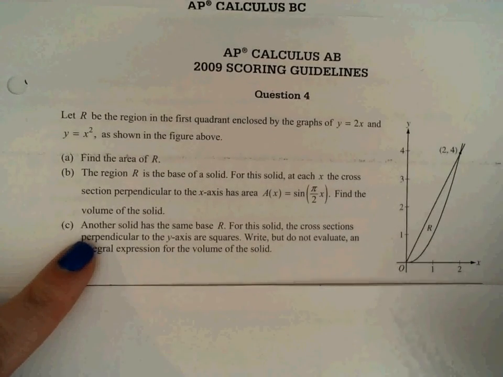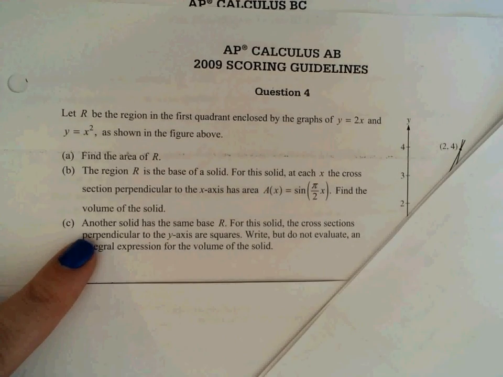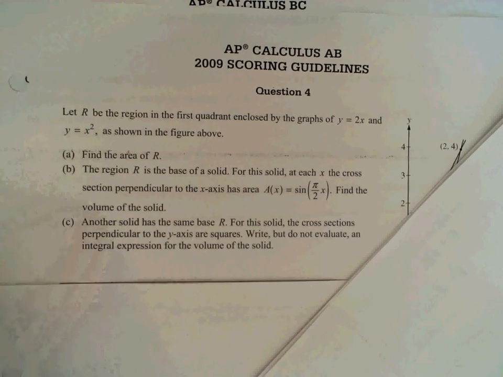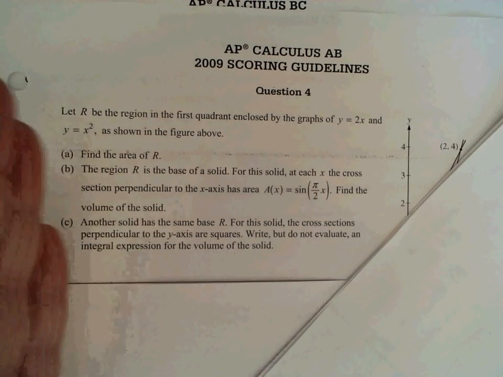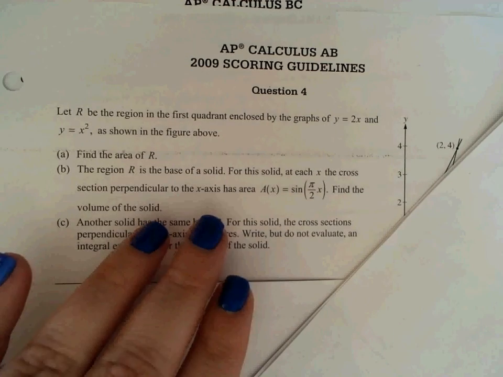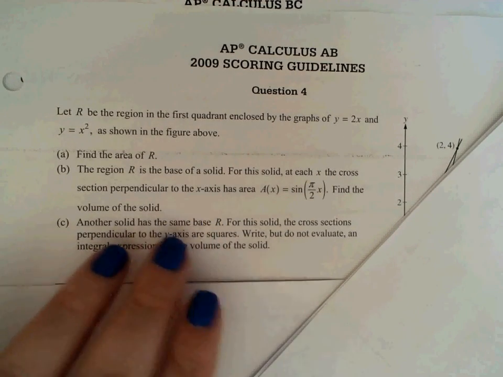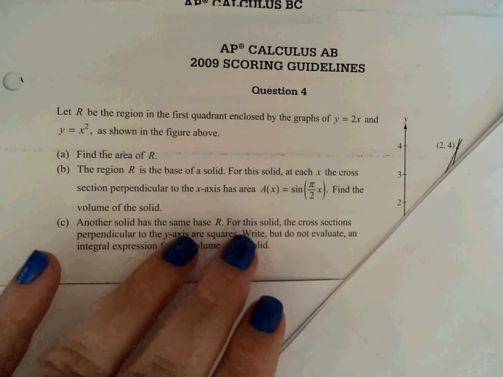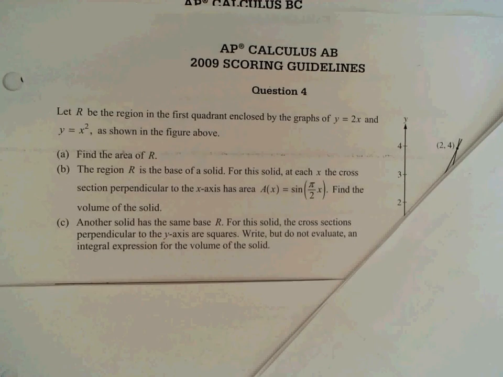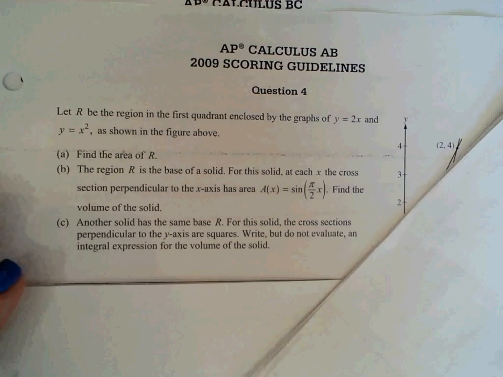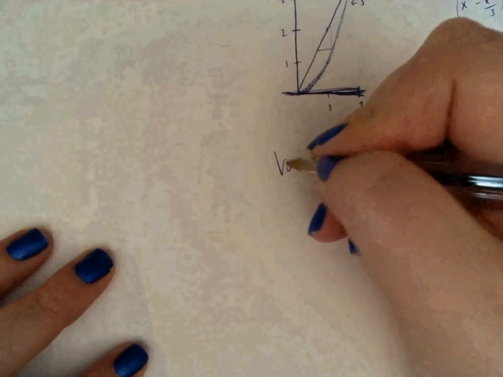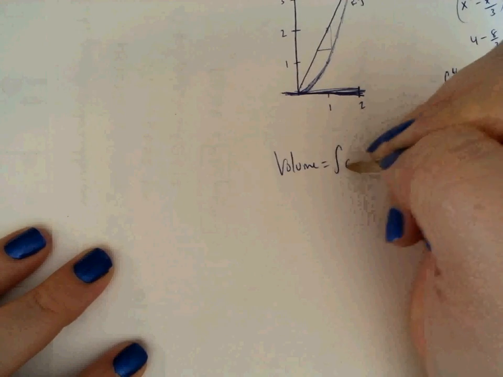Part B says the region R is the base of a solid. For this solid at each x, the cross-section perpendicular to the x-axis has area given by this. So we're talking about cross-sections, but notice how it's not one of the ones that we learned. It's just a general function. The area is modeled by sine of pi over 2x. Find the volume of the solid. So just as a reminder, volume is the integral of area.